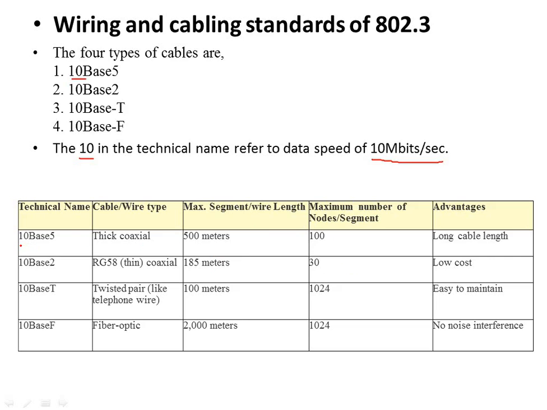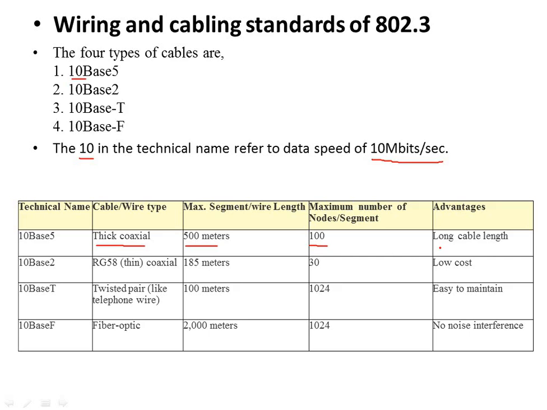Now what do you mean by 10 base 5? It is associated with the coaxial, and that is a thick coaxial cable. So what is the maximum length that you can cover? The maximum length you can cover is 500 meters, and the nodes you can connect are 100. So what is the advantage? The cable length is long.